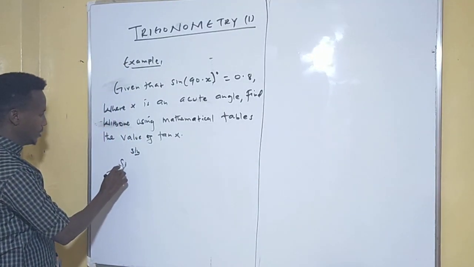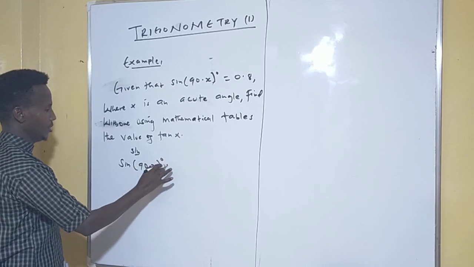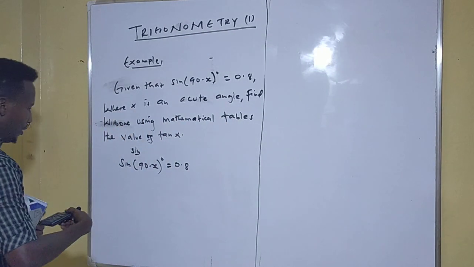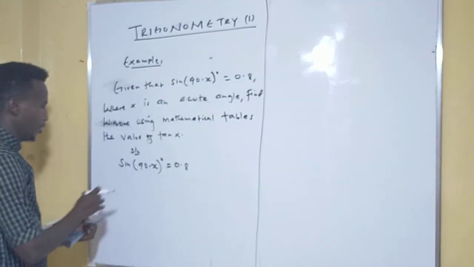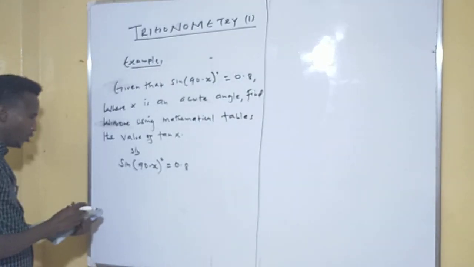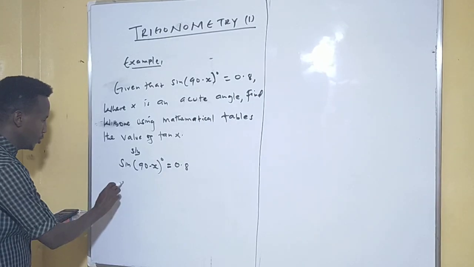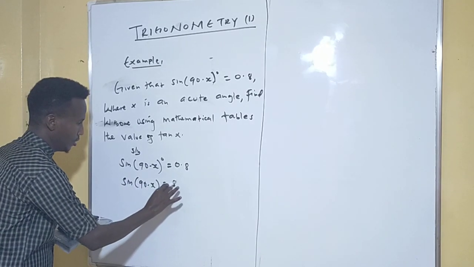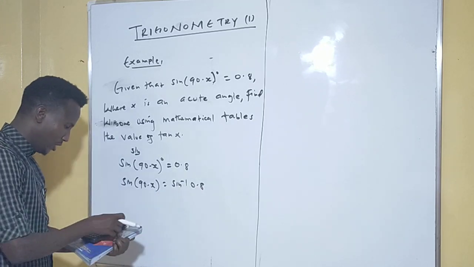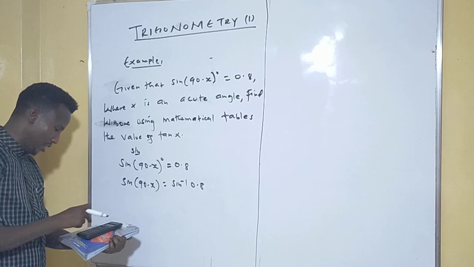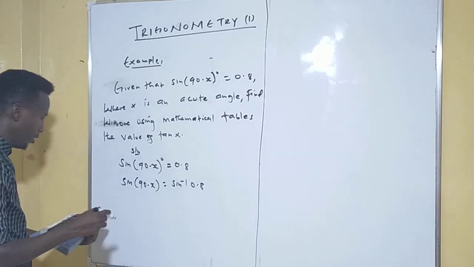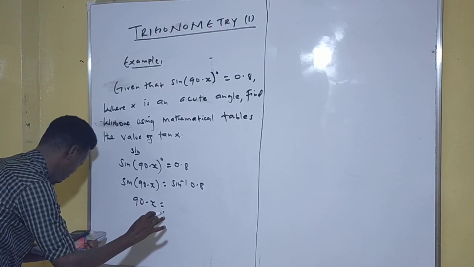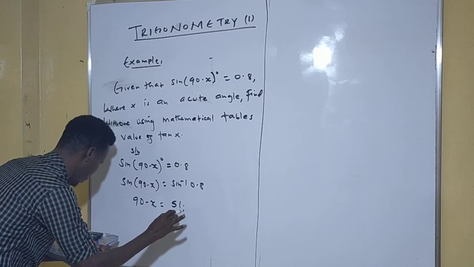Solution. Here we have sine of (90 minus x) degrees is equal to 0.8. Here we have the value of an angle in the bracket, and here we have a decimal number. So we'll get the sine inverse of this. You're going to say sine (90 minus x) is equal to the sine inverse of 0.8. When you're saying sine inverse, it is shift sine 0.8. So that will give me 90 minus x is equal to 53.